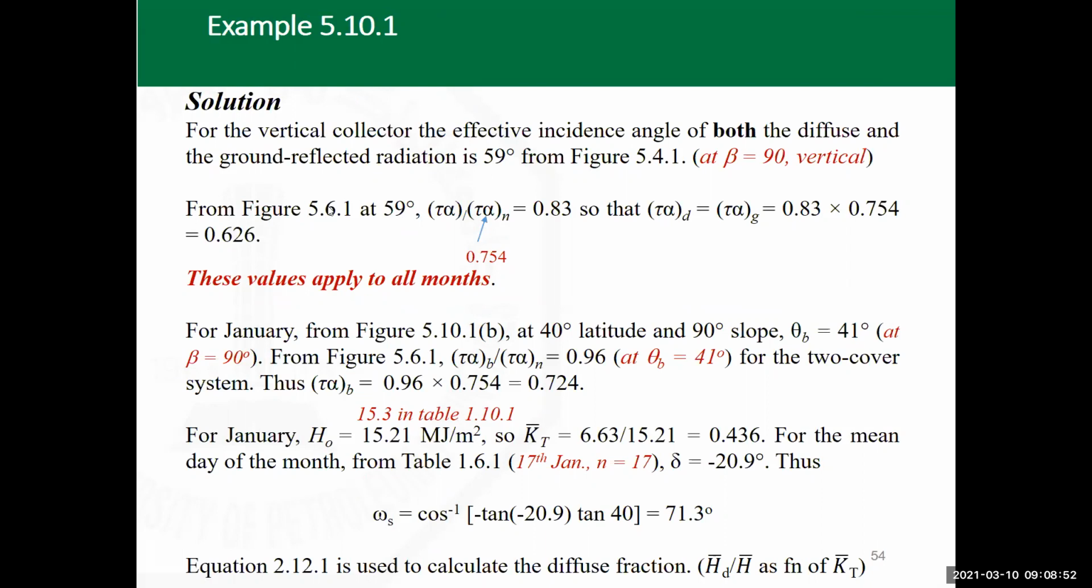From figure 5.6.1, tau alpha over tau alpha n is 0.83, and this applies for both of them. So the tau alpha of the diffuse component is equal to the tau alpha of the ground reflected component, which is 0.83 into 0.754, and the value here comes out as 0.626. Where did we get that? We get it from figure 5.6.1.